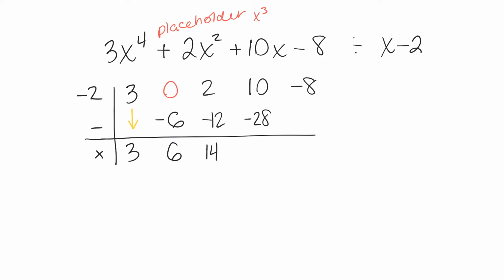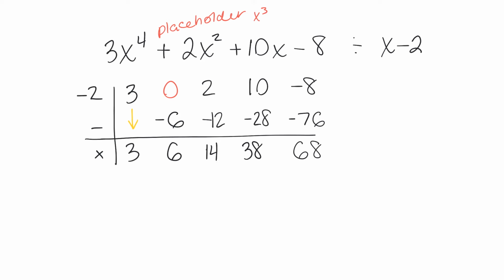10 minus 28 is negative 18... Wait, I mean 10 minus negative 28 is 38. 2 times 38 is 76. I hope I just did that right. Yeah. And finally, negative 8 plus 76 is 68. Is that right? Yeah, that's right. 68.